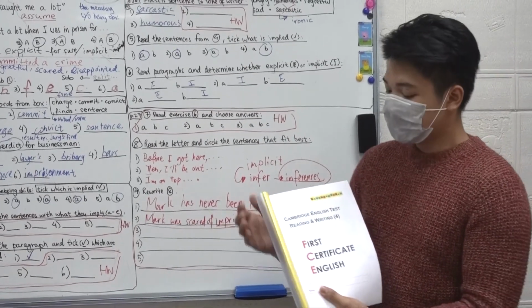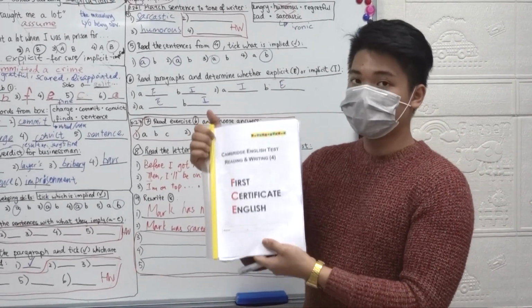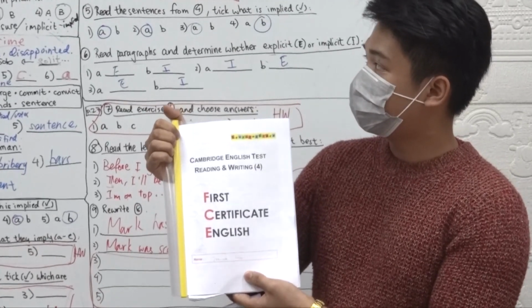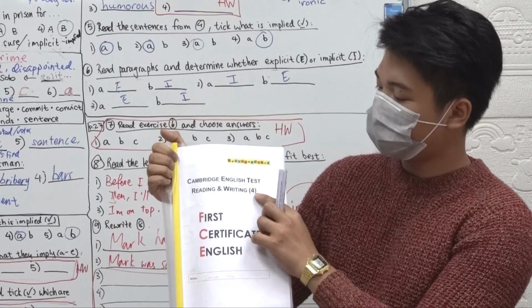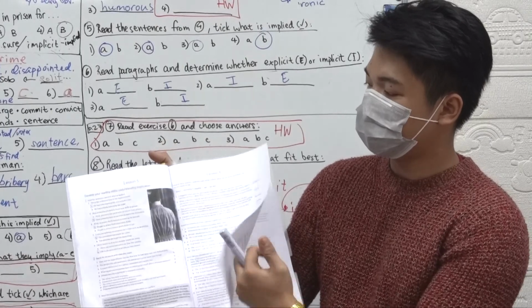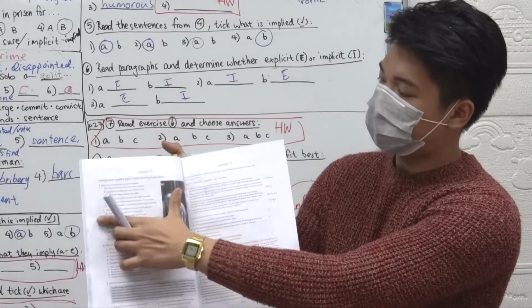All right. Okay, so this is your FCE class. We just did 8.5, so it should be book 4 and then lesson 5. Okay, so all the ones with lesson 5 on top.